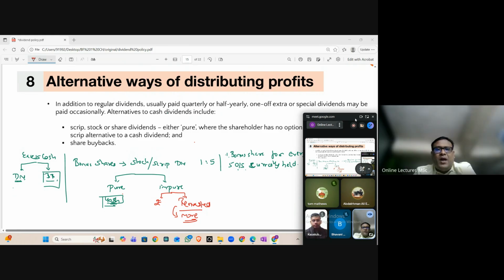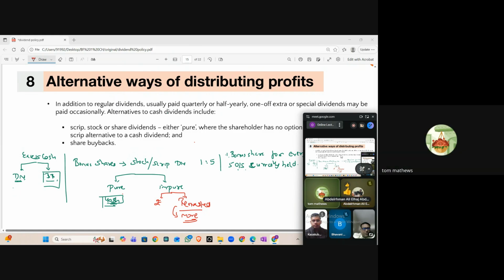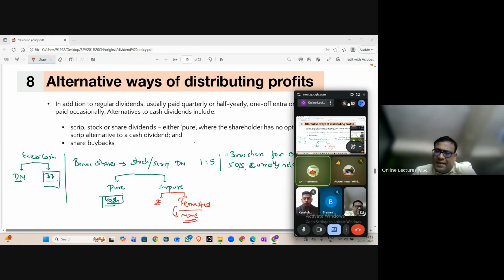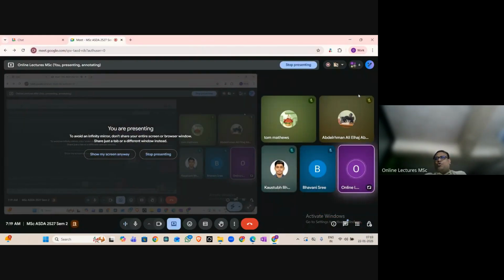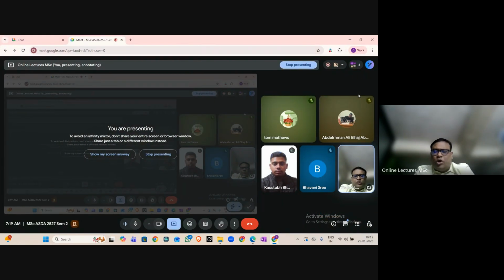This is the same as the bonus share, no? Yeah, it's the same as bonus shares. So in the books, they also call it stock dividend or scrip dividend.